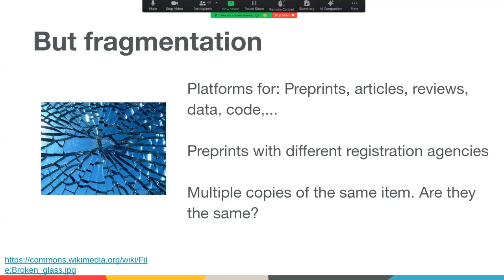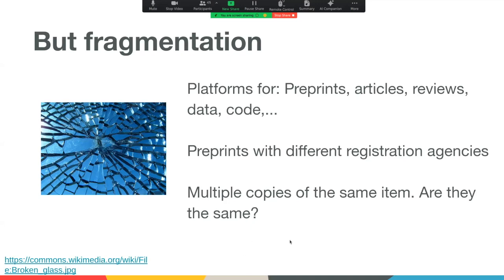So Research Square, bioRxiv, medRxiv register DOIs and their metadata, and the metadata for preprints with CrossRef. arXiv registers DOIs with DataCite, and you know, our two databases are different. We have different schemas customized to the information that we collect. Do downstream users know that they need to look in different places?